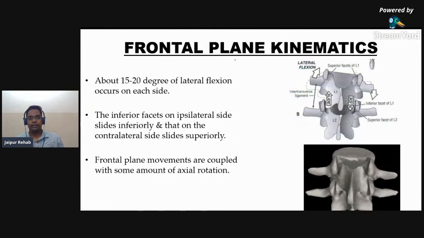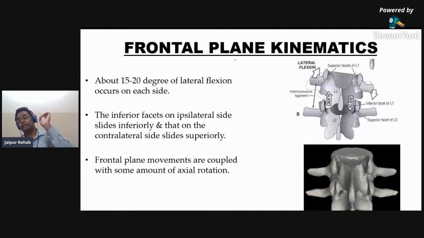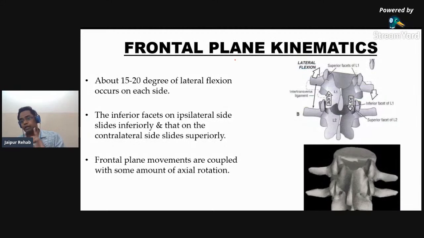It is again the same thing that we have talked about in the cervical spine also and in the thoracic spine also. If I am bending on the right side, the inferior facet of the superior vertebra on the ipsilateral side would move posterior and inferior. The inferior facet of the superior vertebra on the ipsilateral side will move posterior and inferior. That on the left side will go anterior and superior.